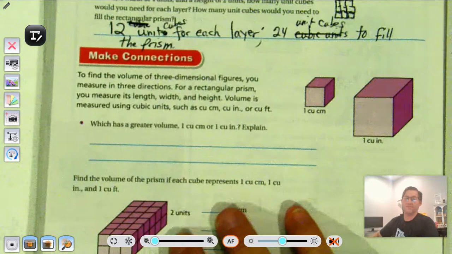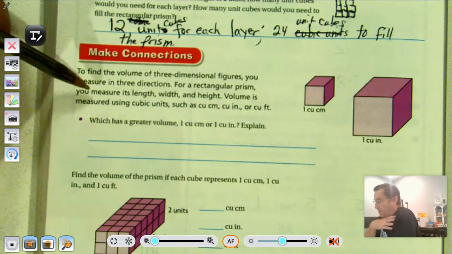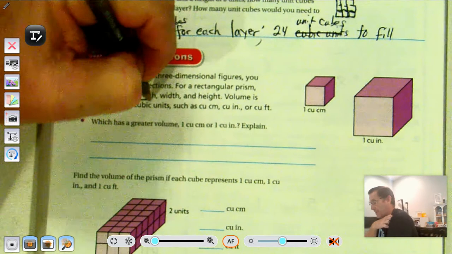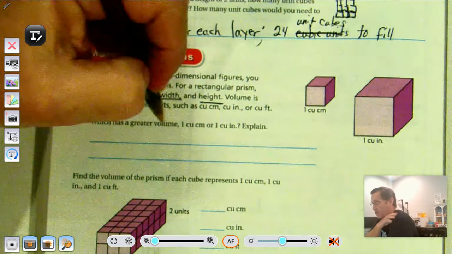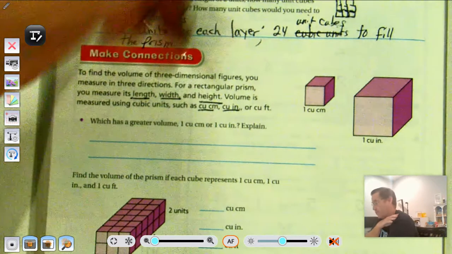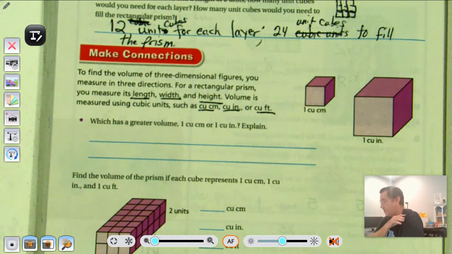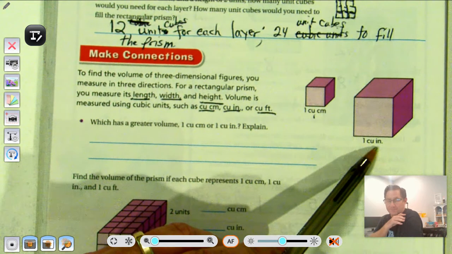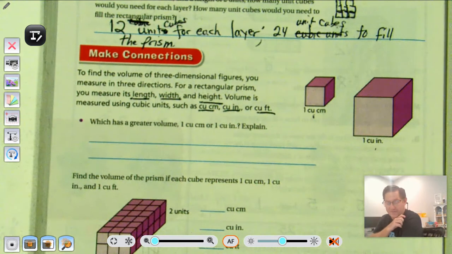All right, so now let's make some connections here. To find the volume of a three-dimensional figure, you measure in 3 directions. For a rectangular prism, you measure its length, its width, and its height. And volume is measured in cubic units, such as cubic centimeters, cubic inches, cubic feet, and so on. So which has a greater volume? 1 cubic centimeter or 1 cubic inch? Well, that should be obvious that 1 cubic inch is larger than 1 cubic centimeter.